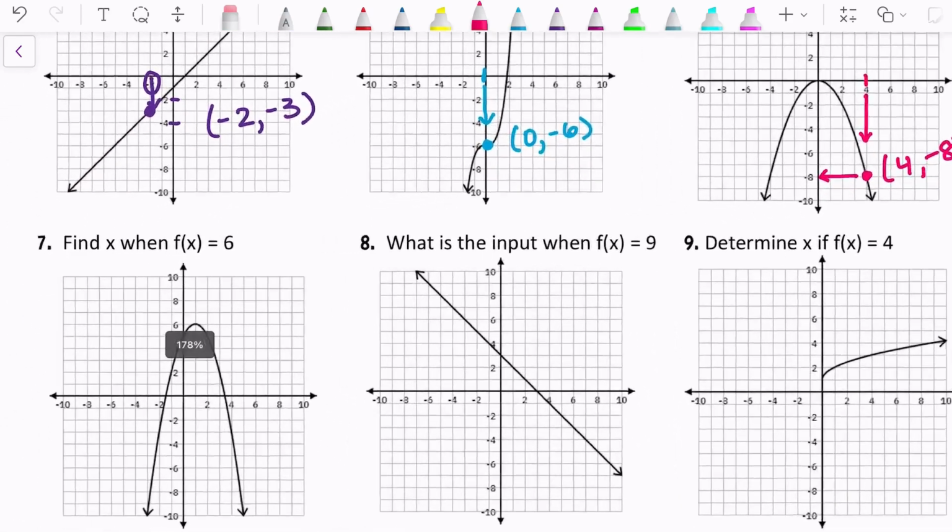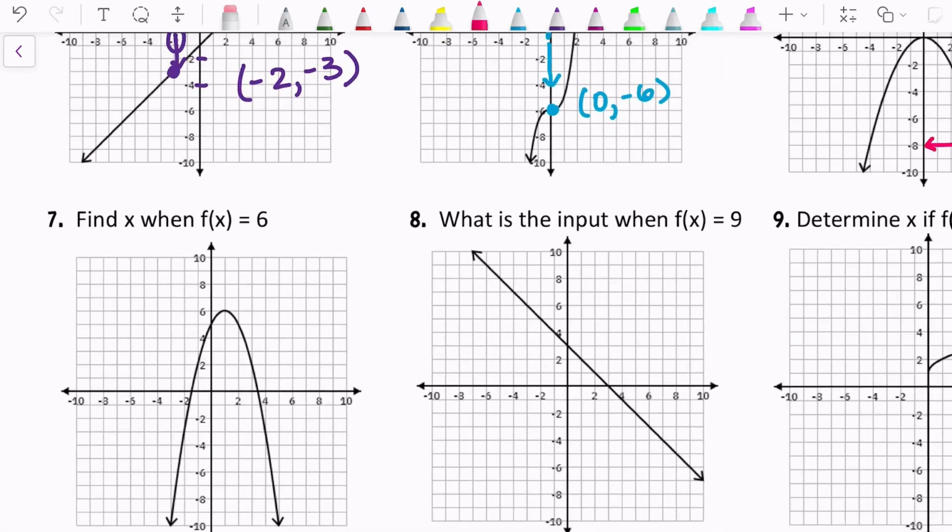We can do this backwards. When it says find x when f of x is 6, then that means that this time we're given y and we don't know x. And so I'm going to go to the y-axis this time at 6, and I find that ordered pair, that point, it's (1, 6) at that point. And so then I would say f of 1 is equal to 6, or sometimes you might just be expected to write x equals 1.